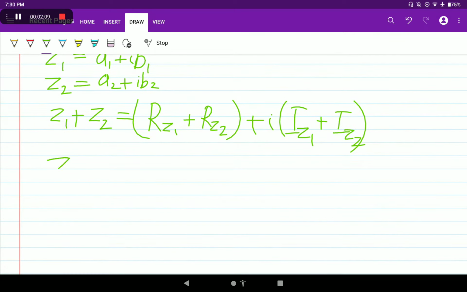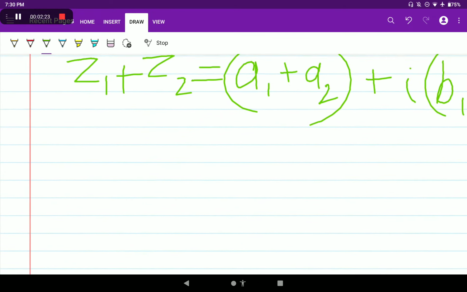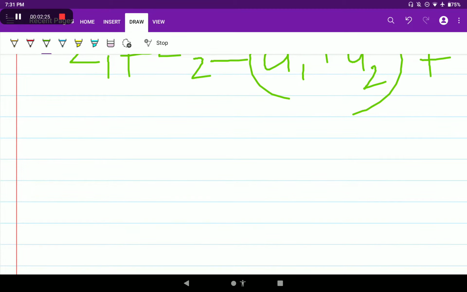So what you will get? z1 plus z2 equals to a1 plus a2 plus iota common, b1 plus b2. Hope this is clear to you, basic things, but we have to get through it to learn the whole chapter.